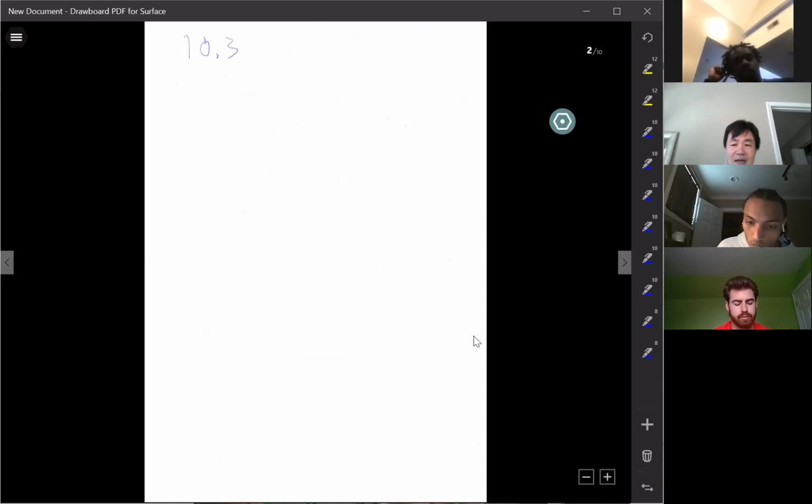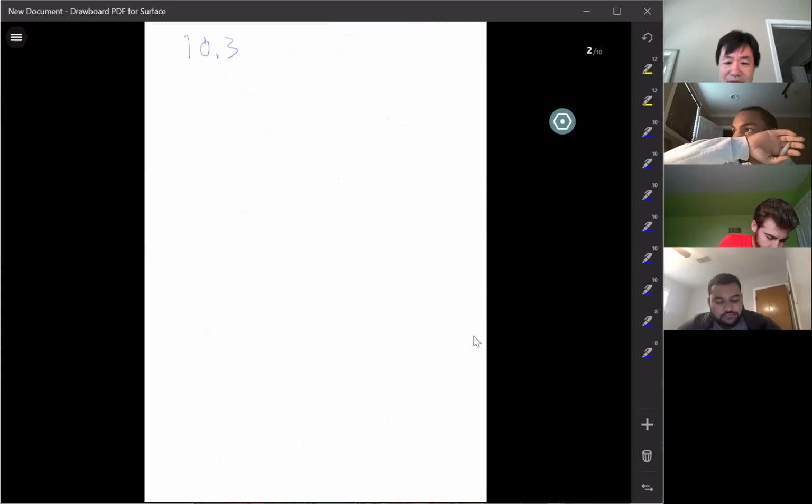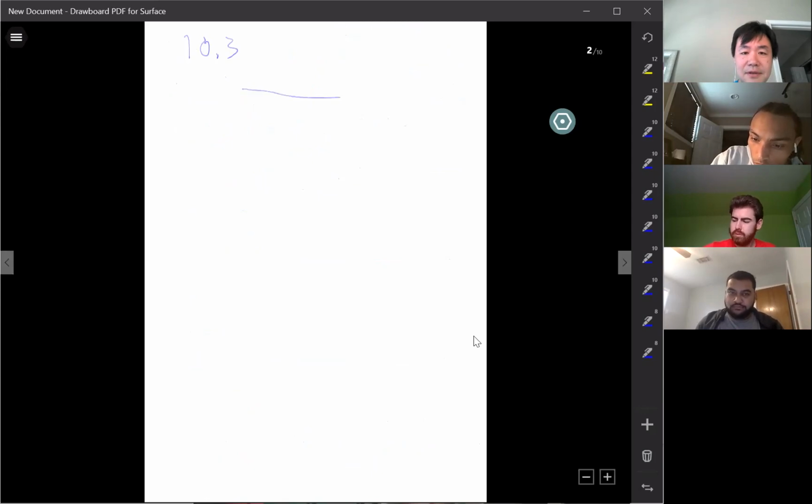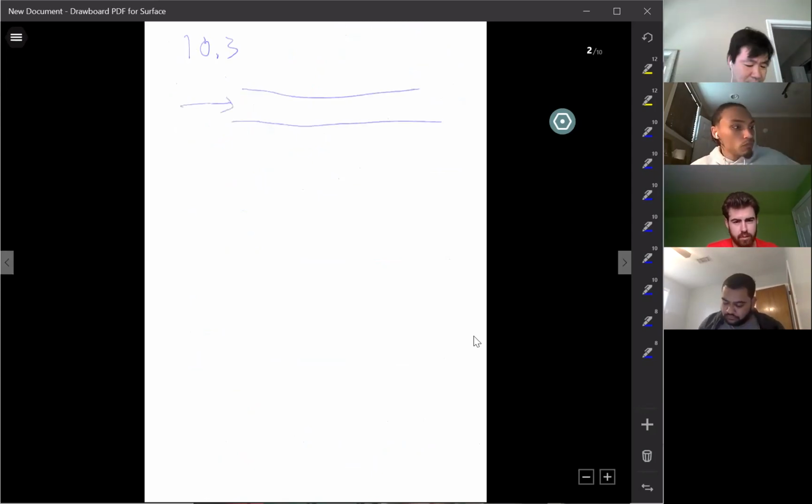I want to show you an example of how to use the Moody diagram. The Moody diagram is really famous. Everybody in the mechanical engineering industry knows the Moody diagram. Let's say 10.3 is really easy. I just want you to practice it.